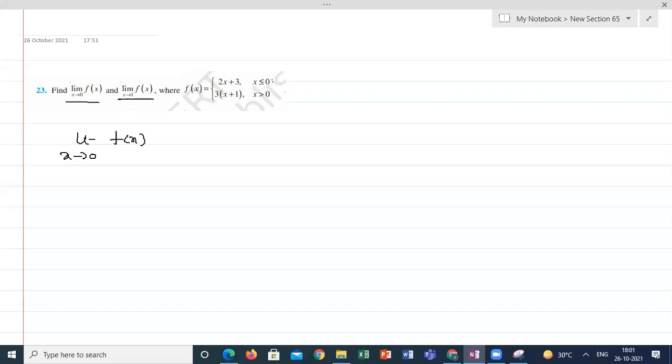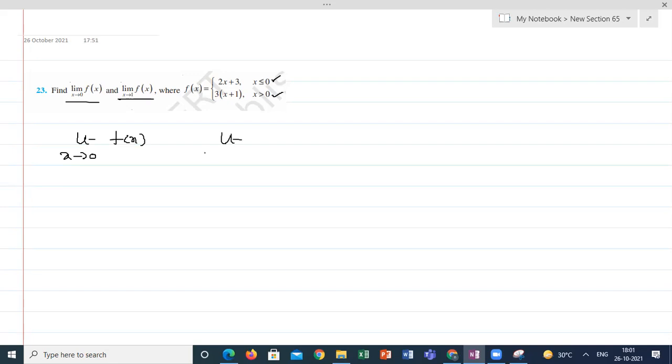So at 0, the function is piecewise. On the left side of 0, it behaves with one expression, and on the right side of 0, it behaves with a different expression. So by seeing the question, we have to get clarity on whether the limit exists or not. We have to verify the existence of the limit. The limit exists only if LHL is equal to RHL.